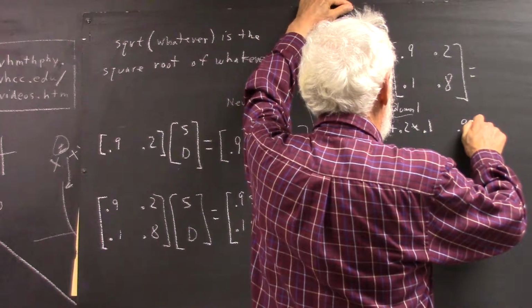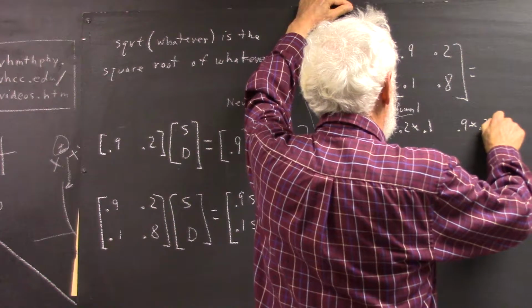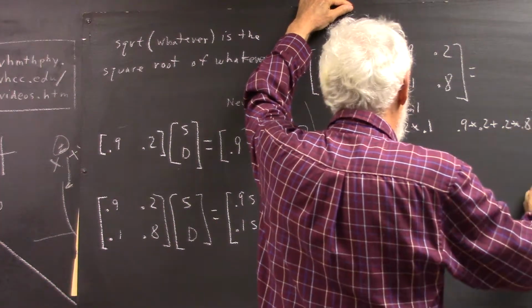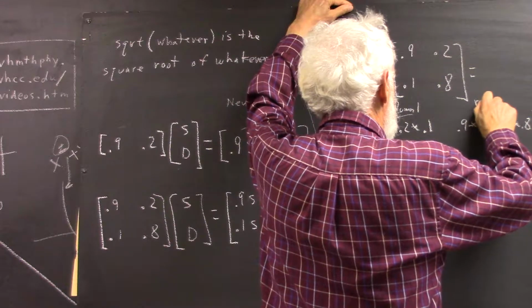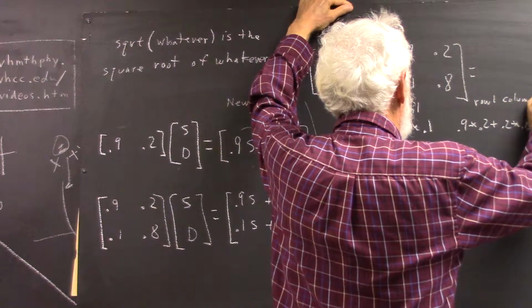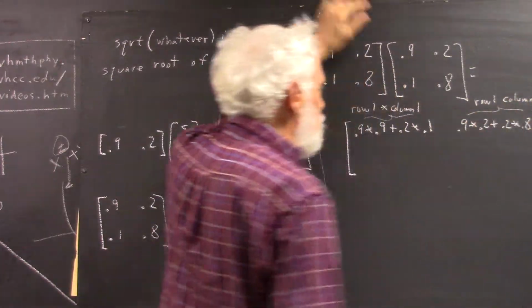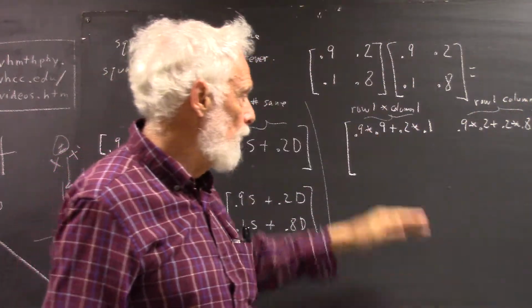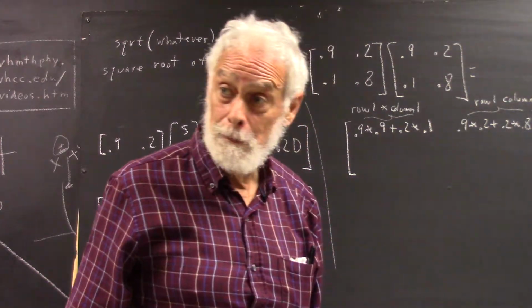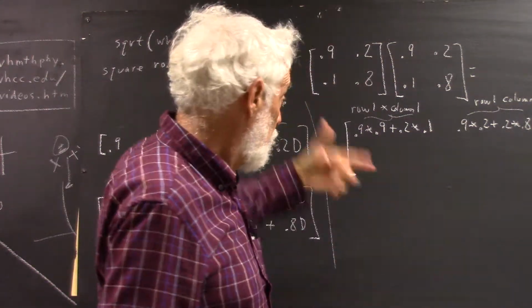So I'm going to do 0.9 times 0.2 plus 0.2 times 0.8. So that's row 1, column 2. Because it came from row 1, column 2, I put it in row 1, column 2. Does that make sense? Okay, well then I've got my rule.